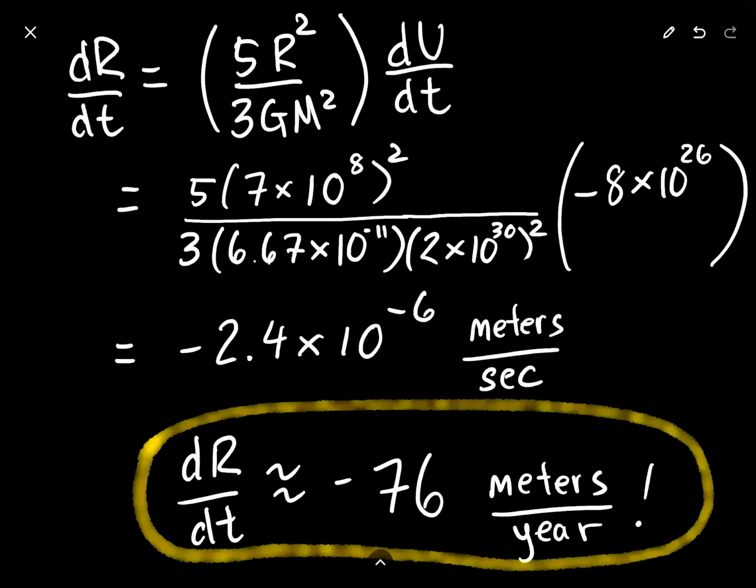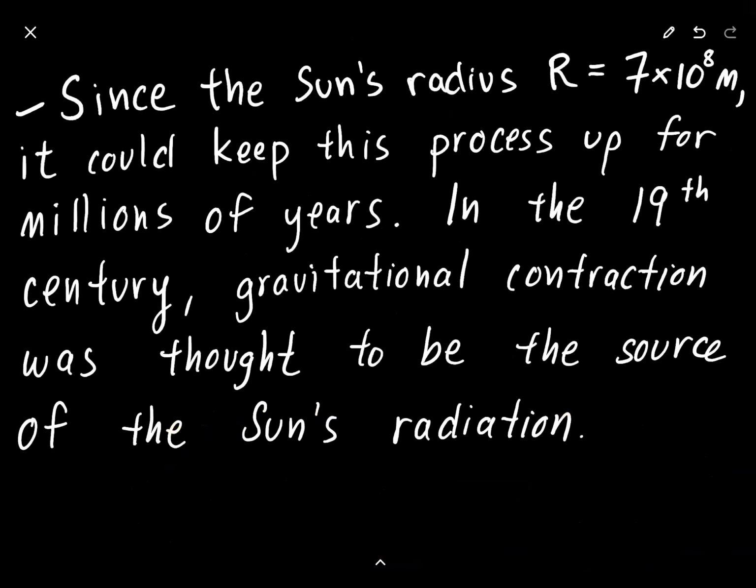So after plugging in the values for r, GM, and dU dt, we find that dr dt is minus 2.4 times 10 to the minus 6 meters per second. So incredibly, the Sun would only have to contract by 76 meters per year. Since the Sun's radius is 7 times 10 to the 8 meters, it could keep this process up for millions of years. And in the 19th century, gravitational contraction was thought to be the source of the Sun's radiation.